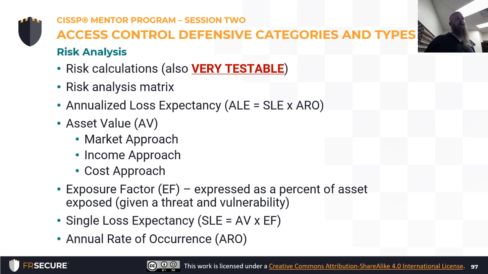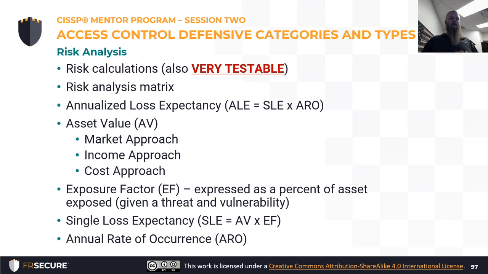The annualized loss expectancy, you'll need to know the math. You'll need to know the equation. It's pretty simple: annualized loss expectancy is single loss expectancy multiplied by the annual rate of occurrence. So if a single loss is expected to cost me $10,000 and I can expect it to happen 5 times in the year, my annualized loss expectancy would be $50,000. It's pretty simple, but knowing the acronyms is where it becomes a little more difficult.